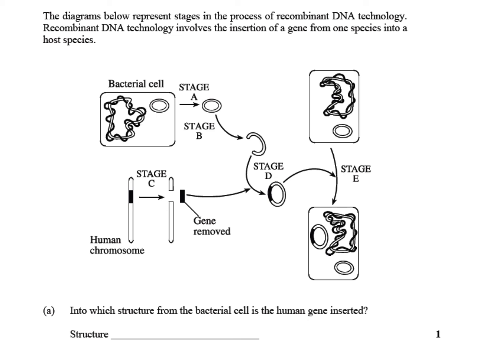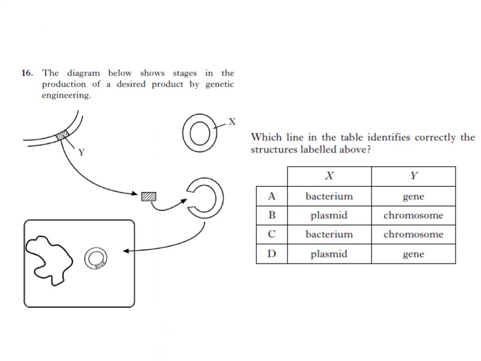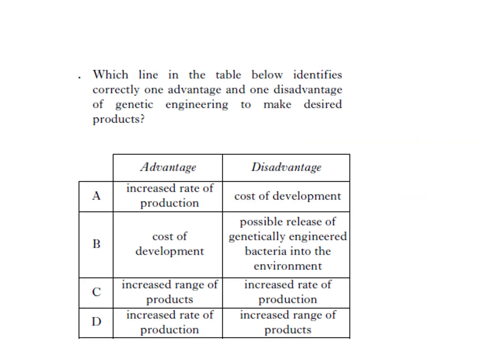So, genetic engineering involves insertion of a gene from one species into another, into which structure from the bacteria cell is a human gene inserted. The plasmid. The diagram below shows stages in the production of a desired product by genetic engineering. Which line in the table identifies correctly the structures labelled above? X is and Y is. So X is the plasmid and Y is your gene taken from the human chromosome. And remember, human chromosomes, genes and plasmids are all made of DNA.